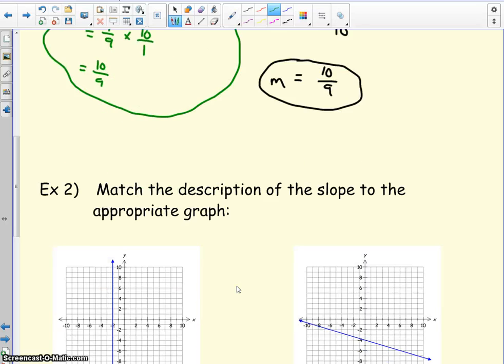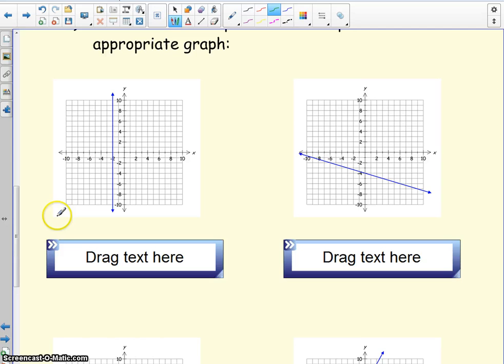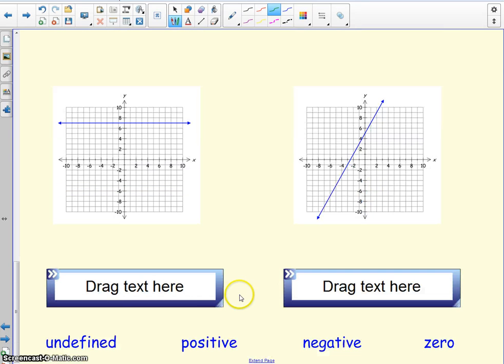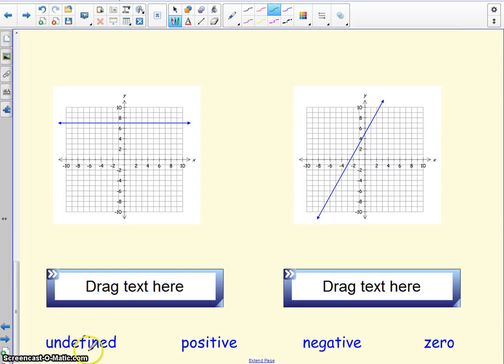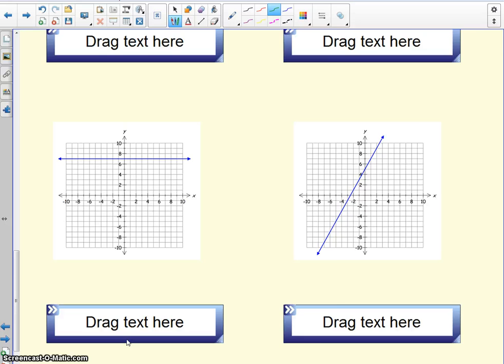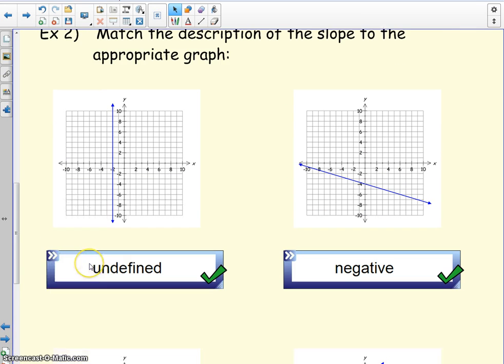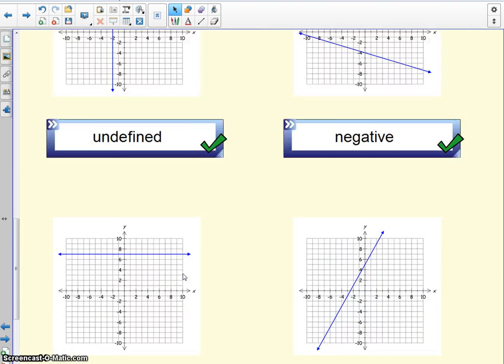Okay, so let's move on. If you look in your notes, you've got 4 different graphs: one with a vertical line, one with a line sloping down, one with a horizontal line, and one with a line sloping up. And there are 4 different descriptions for the slope: undefined, positive, negative, and 0. So quickly, pause the video and, with a friend or on your own, try to match the description to the graph, and push play to see the answers. Okay, you can check your answers quickly here. We've got undefined and negative for the first two, and then 0 and positive for the next two.